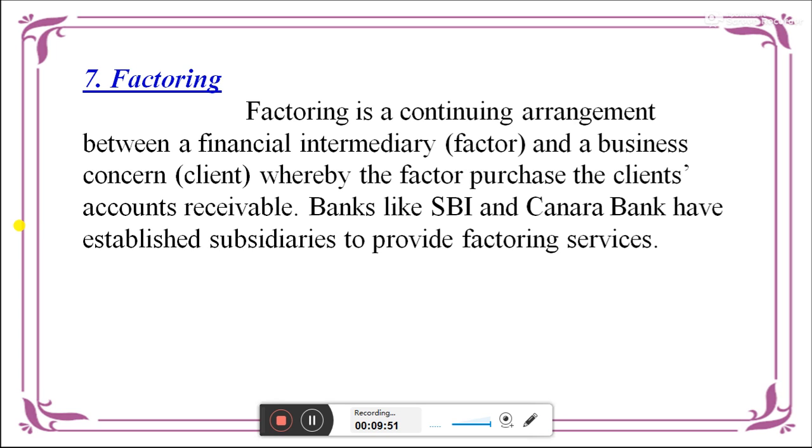Next, factoring. Factoring is a continuous arrangement between a financial intermediary and a business concern. Factors are also called brokers. A business is concerned with a client whereby the factor purchases the client's receivables. Bankers like SBI and Canara Bank have established subsidiaries to provide factoring services.